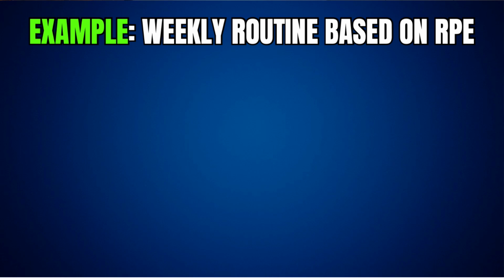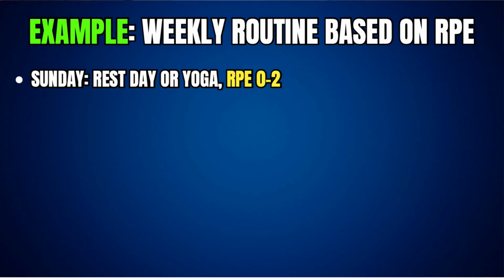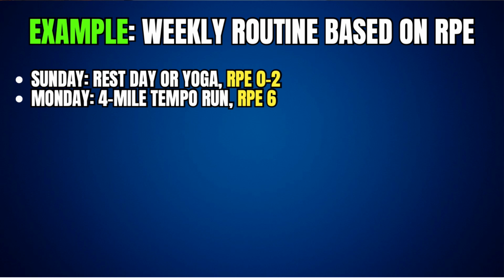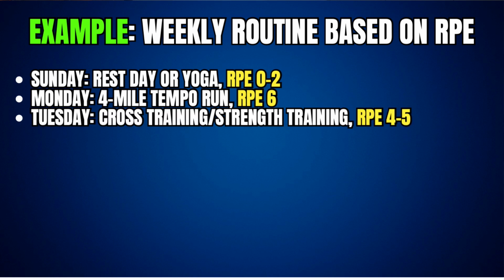So look, here's an example of a weekly routine based on RPE that I was playing around with. Sunday is a rest day, or whatever the heck you want to do. Maybe you do yoga, maybe you do mobility work, but you've got an RPE scale of 0 to 2. Monday, 4-mile tempo run, could be RPE 6. Tuesday, cross training or strength training, RPE could be 4 or 5.